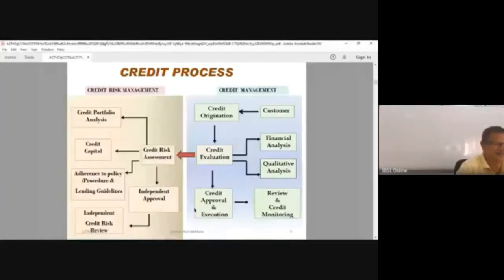Second part is we also call it credit capital. Now, credit capital is, I need to really move on to the board.